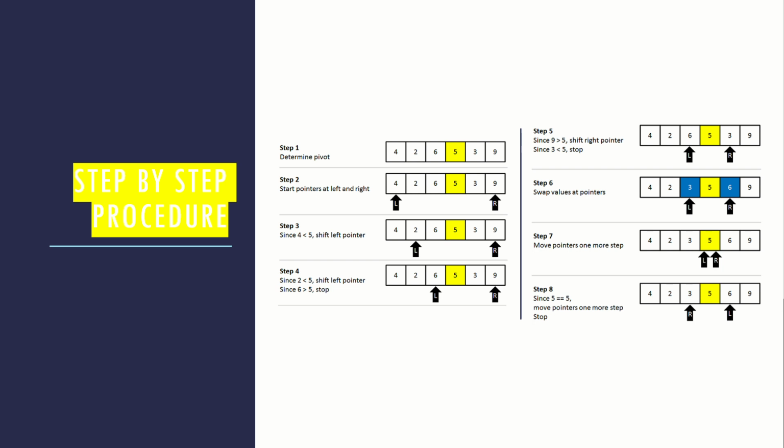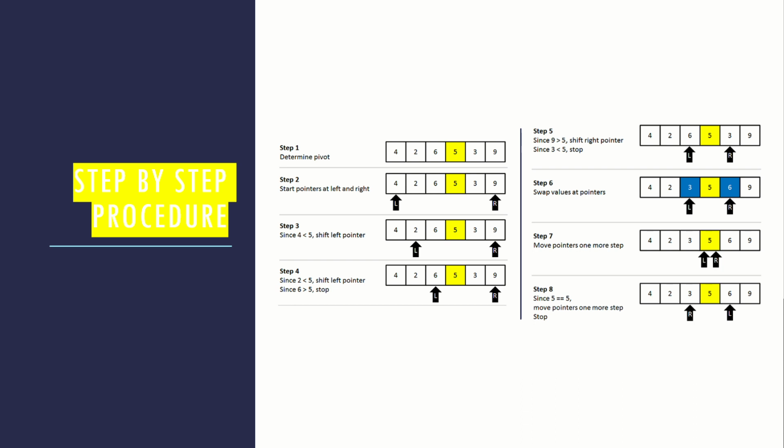Next is step 5, at the right pointer. Since 9 is greater than 5, shift the right pointer. So we shift the right pointer, moving to 3. And step 6 is to swap the values at the pointers. Since 3 is less than 5 and 6 is greater than 5, we swap the values' positions. As we can see in step 6, 3 moved to the left and 6 moved to the right.